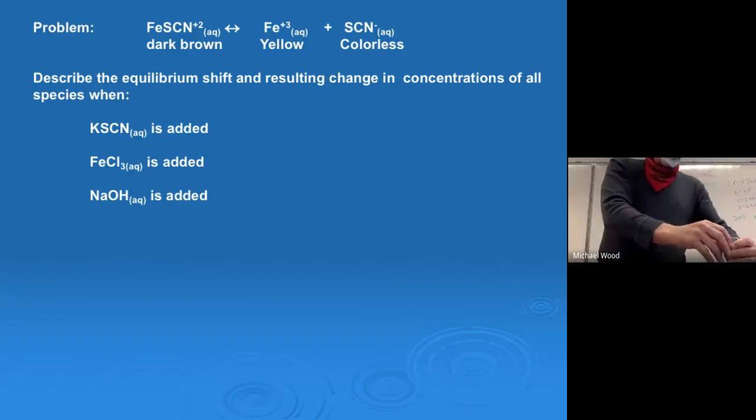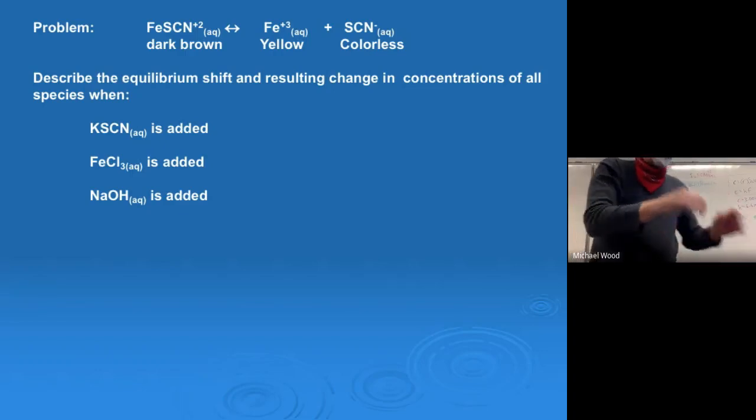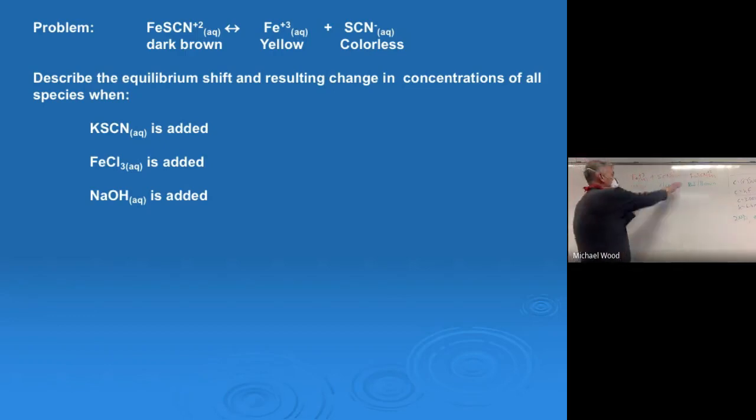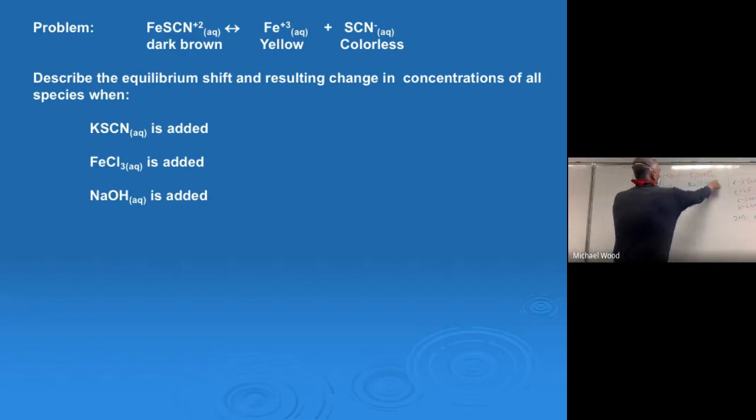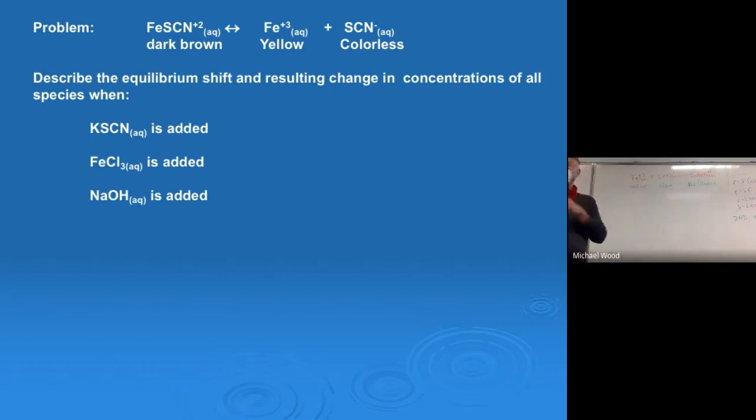What I like about this is I can see that if this reaction shifts right, it's going to get a darker color. So going right is darker color. Going left, it's going to get lighter in color. The first thing I'm going to do is add KSCN. What that does is the KSCN dissociates into K and SCN.